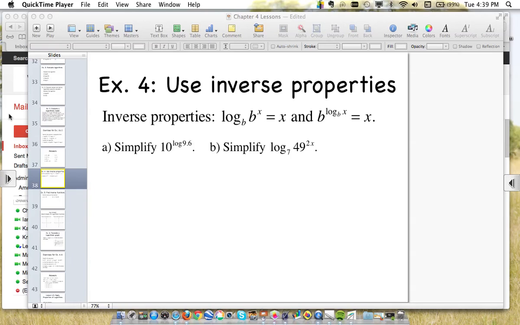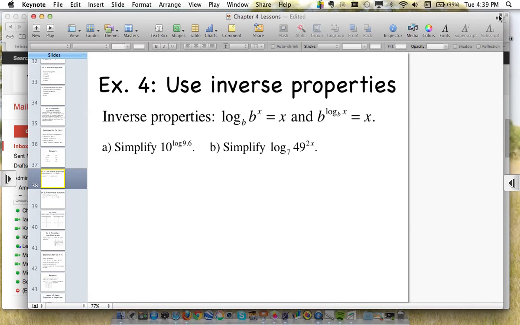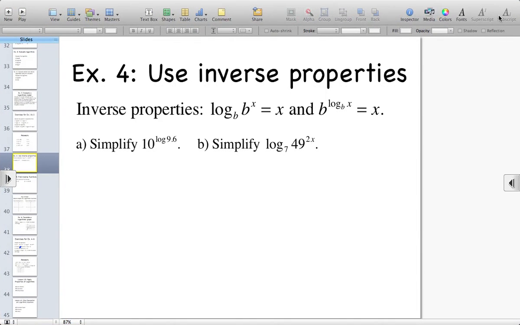Okay, so now we're recording the third video of our logarithmic functions lesson, and we're going to talk about using inverse properties and functions, and that's going to eventually lead us into how we graph. Now remember that when we are using inverse properties, we're having to take some stuff that we know and flip it around.